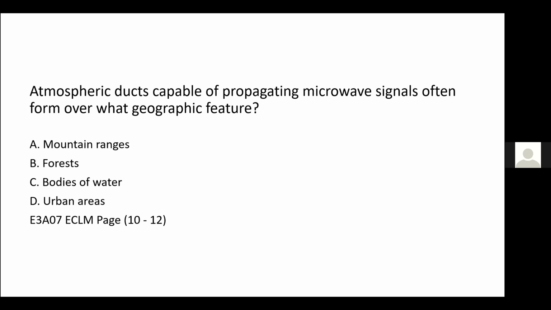Atmospheric ducts capable of propagating microwave signals often form over what geographic feature? A, mountain ranges. B, forests. C, bodies of water. Or D, urban areas. Charlie is correct, over bodies of water.